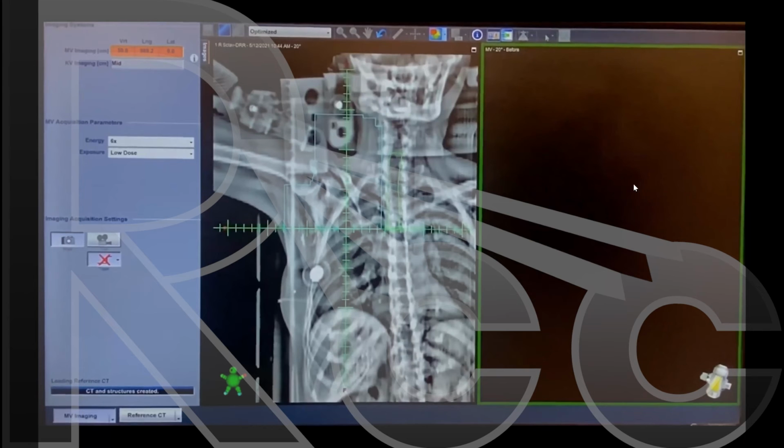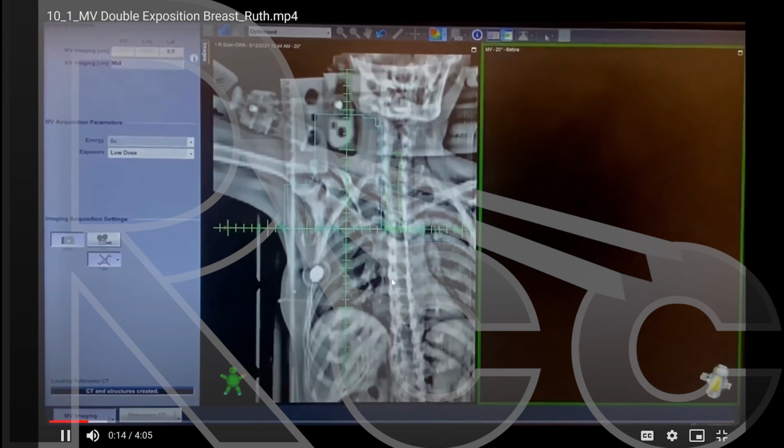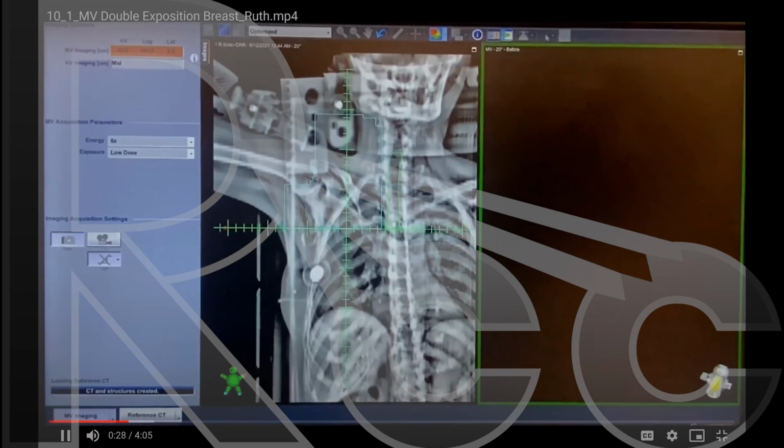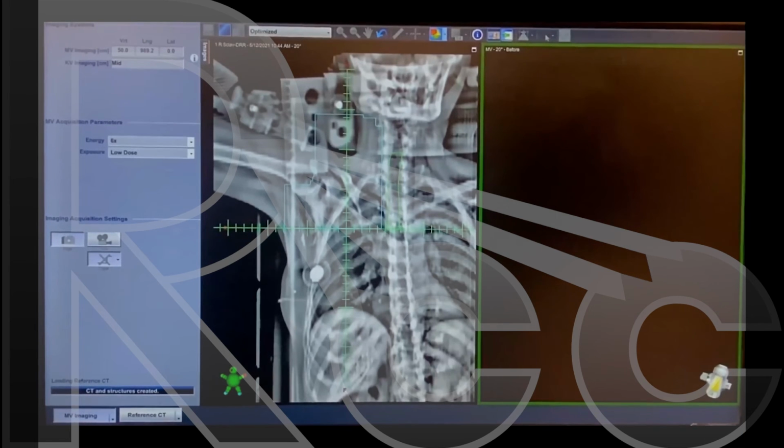So on the left-hand side, we have our DRR. So this is our imaging from planning, and you can see the green digital graticule and the light blue or turquoise field outline with MLC leaves. And when we take our MV image on the right-hand side, it's going to superimpose, or we're going to be able to take a look at where that field border is in relation to the bony anatomy from a digital perspective.